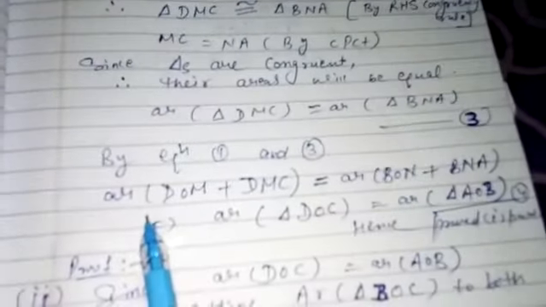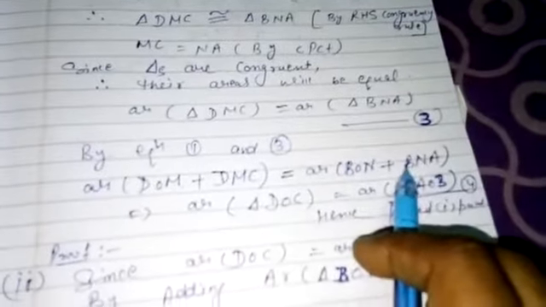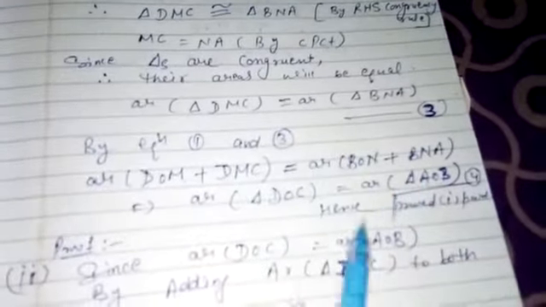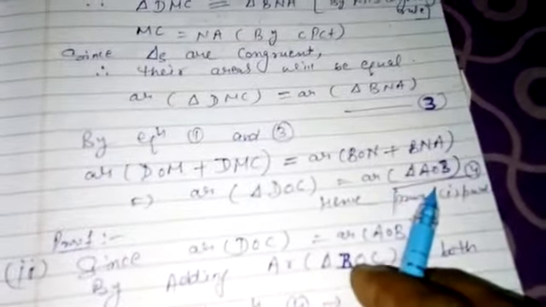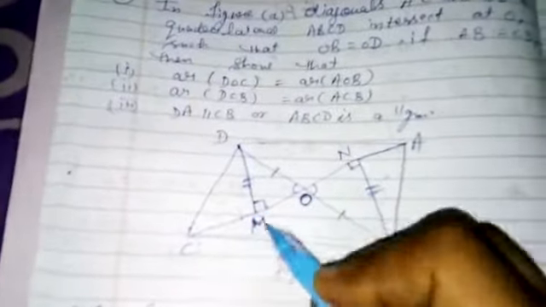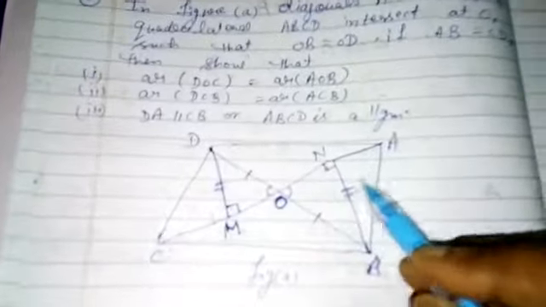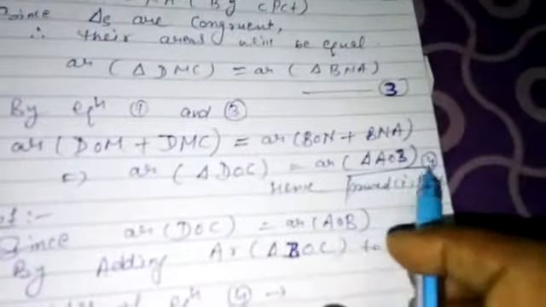Now this is equation third, and here we proved equation first, area of these two triangles equal. So by equation first and third, if we add their areas, right hand side will be added to right hand side and left hand side to left hand side. If we add the areas of DOM and DMC, we will get area of triangle DOC. Likewise, if we add this area plus this area, we will get AOB. So I have written here, area of DOC is equal to area of AOB has proved.